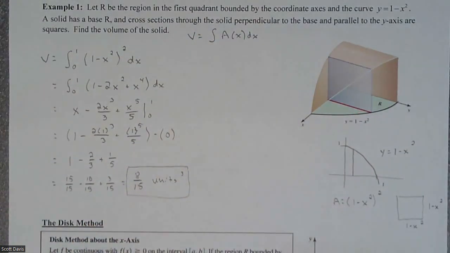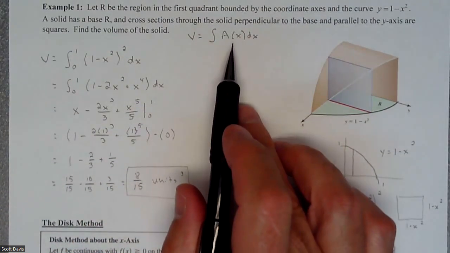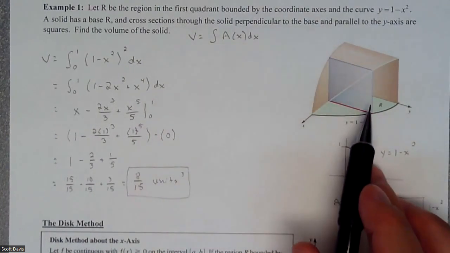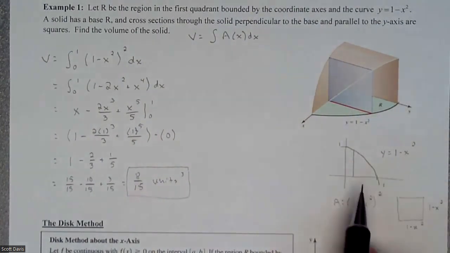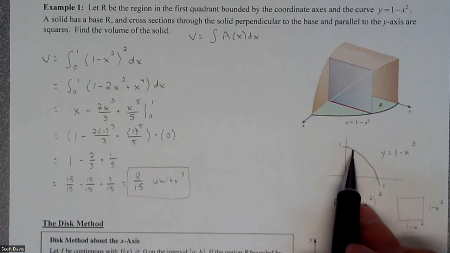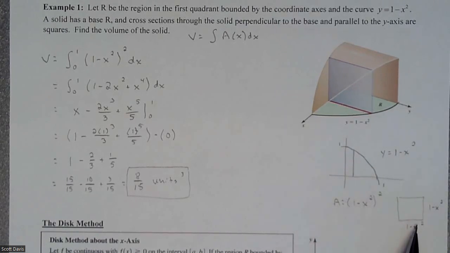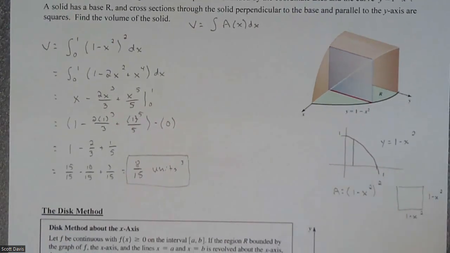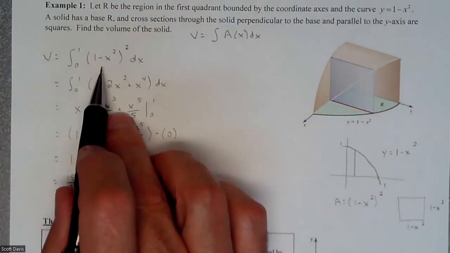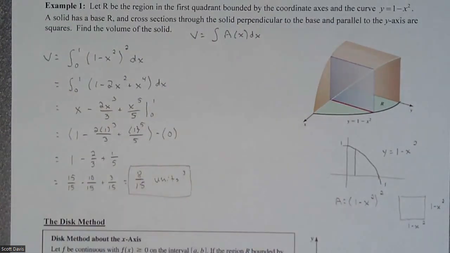All right, so that is how we find it. The key is figuring out what our area is that we are talking about. That was based on this height, which was based on this equation. And that height, because it was a square, was going to have the exact same width. And so there's our area formula. And then we do the calculation to figure out your volume.